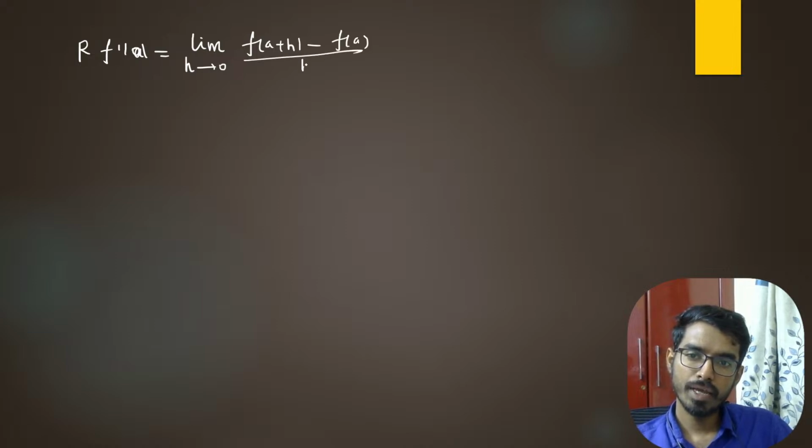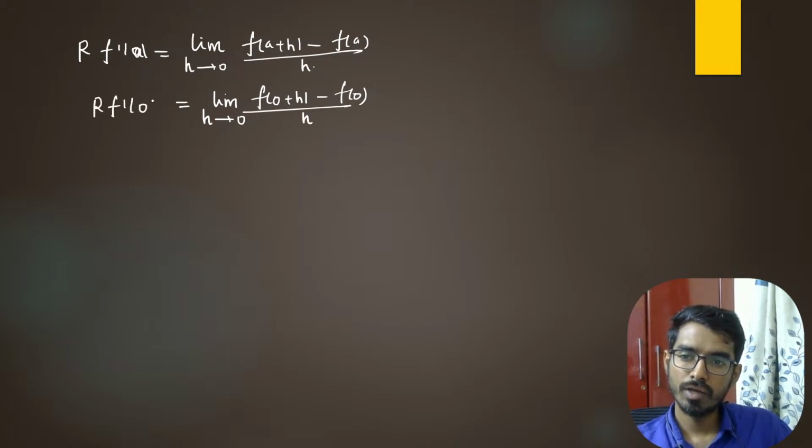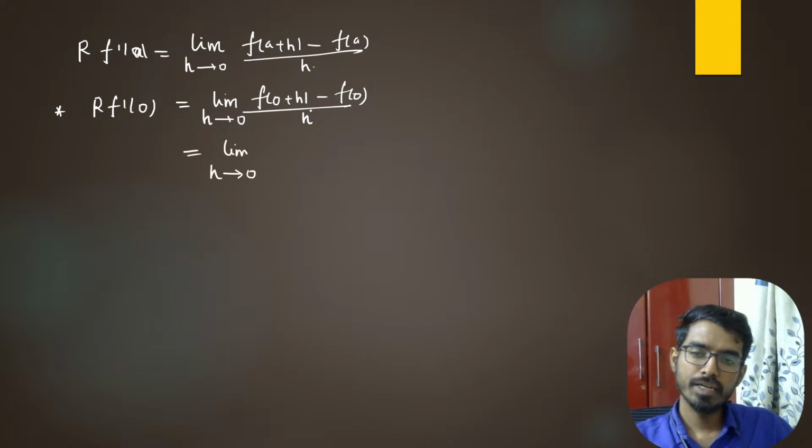Now we will find R of f dash of 0. What is R of f dash of a? Limit h tending to 0, f of a plus h minus f of a divided by h. So limit h tending to 0, f of 0 plus h minus f of 0 by h. This is your R of f dash of 0. So limit h tending to 0, f of h minus f of 0 divided by h.